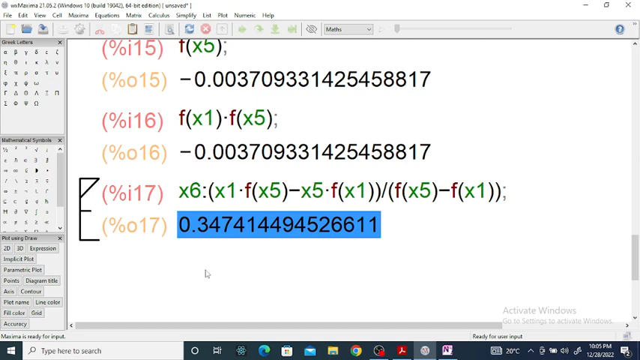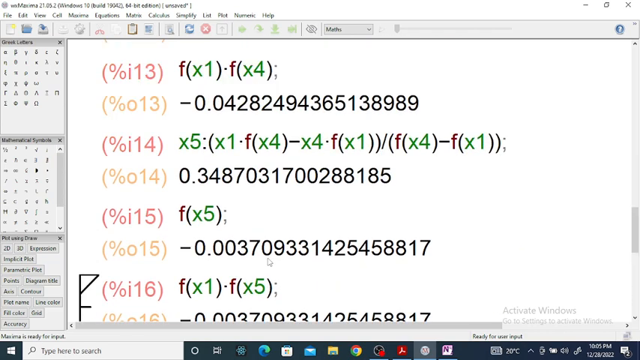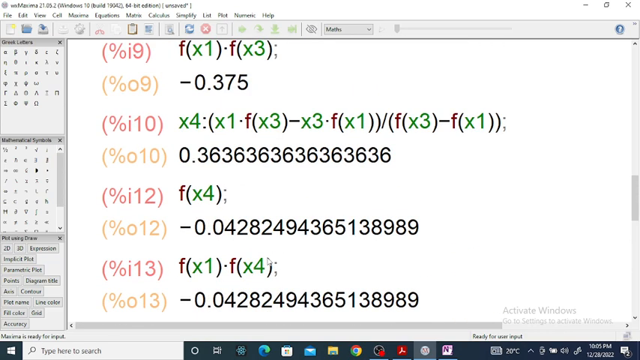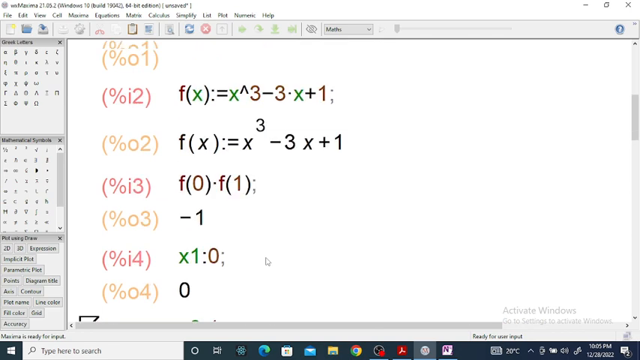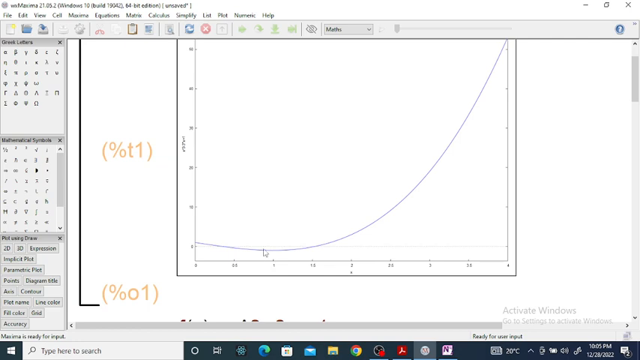So if you increase the number of iterations, you will get the root correct up to 4, 5, 6 decimal places. So here we have applied the false position method, or regula falsi method, to find the root of the given function.